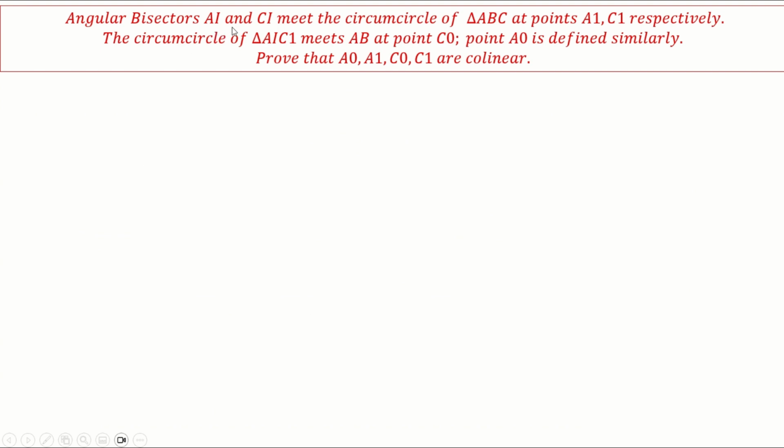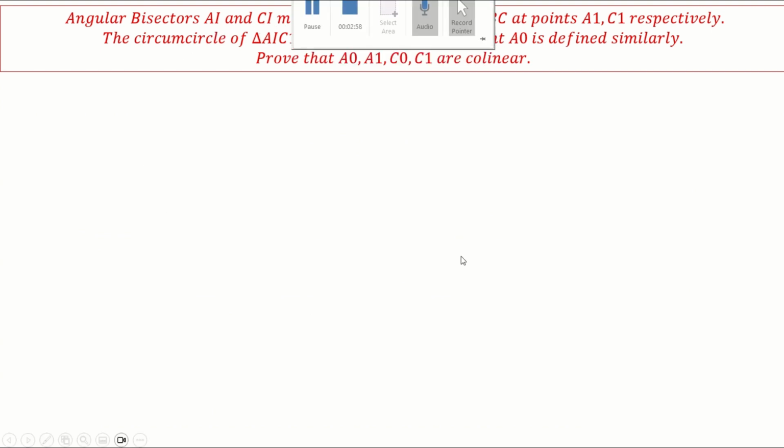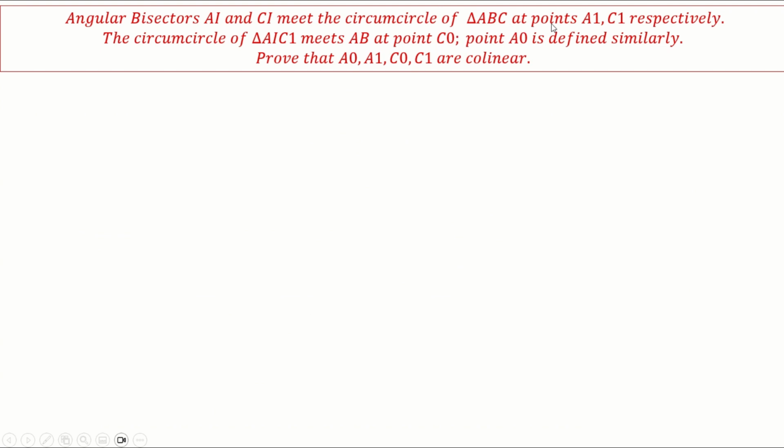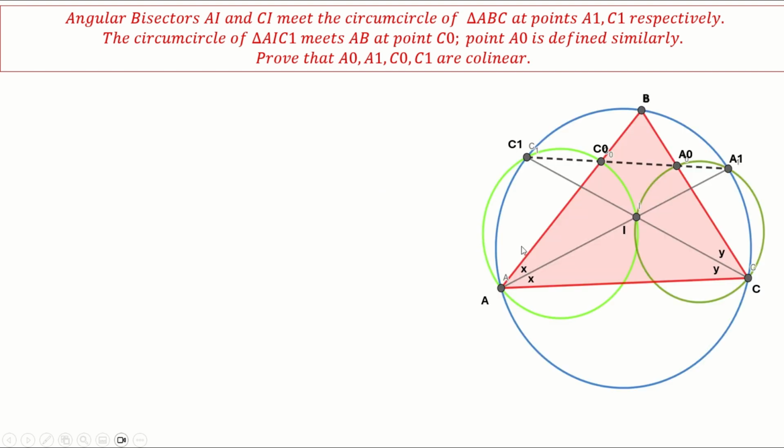Angular bisectors AI and CI meet the circumcircle of triangle ABC at points A1, C1 respectively. Okay, I'll show the diagram and explain. It's easy to understand, but the most important thing in this question is to draw this diagram correctly. Okay, so you have an ABC triangle, okay, and you have a circumcircle that is blue color, right?